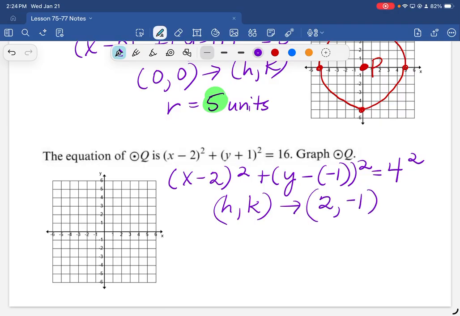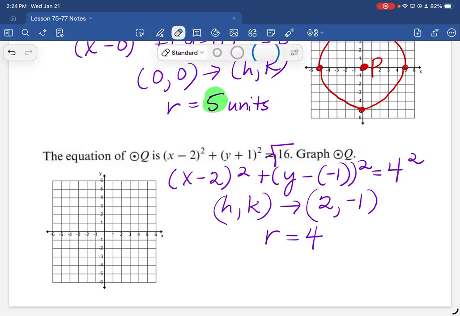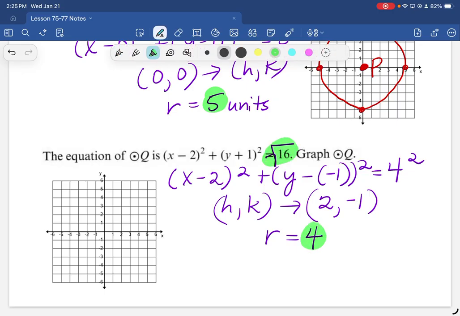That's a very common mistake that students overlook. So I'm drawing your attention to it so you don't overlook it. And then my radius is 4 units because you take the square root of the 16 to get the 4.